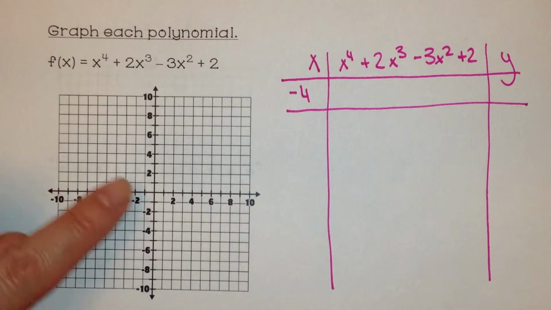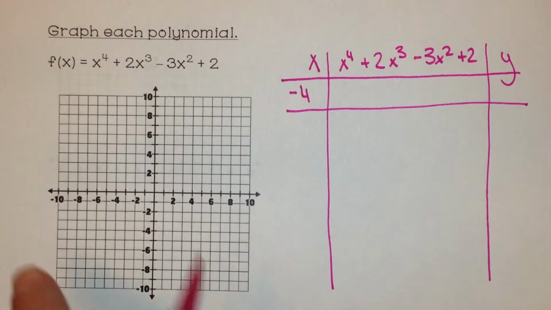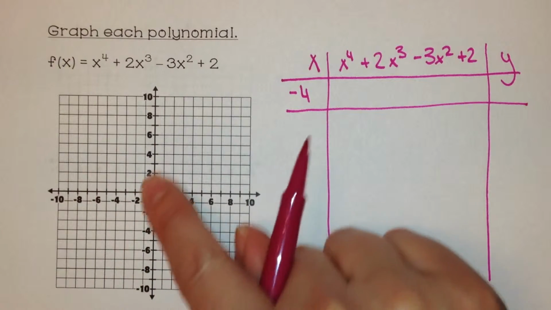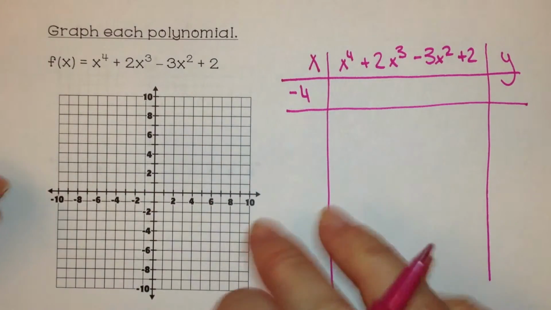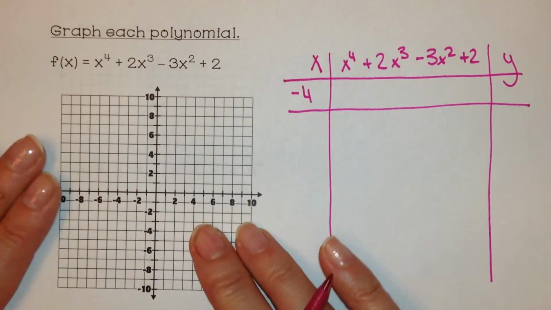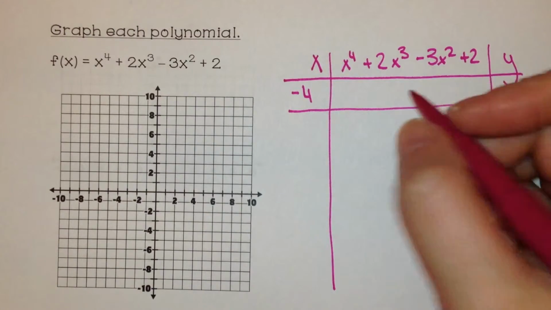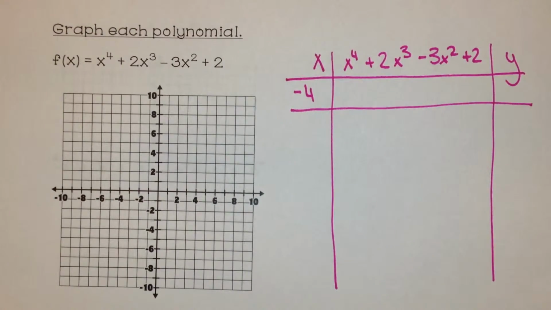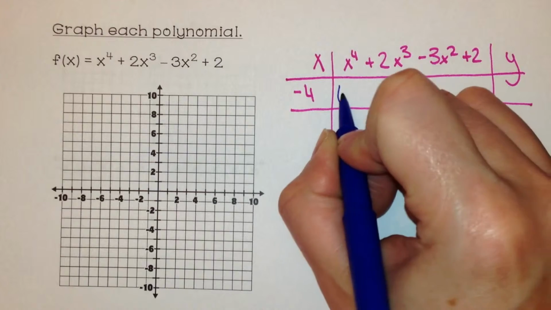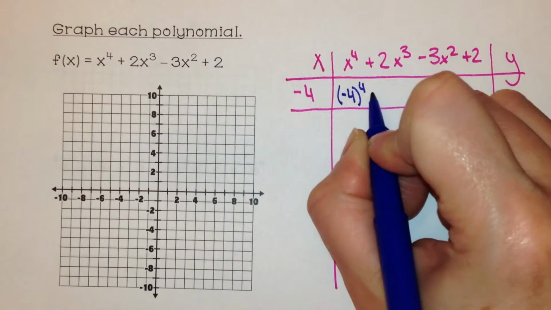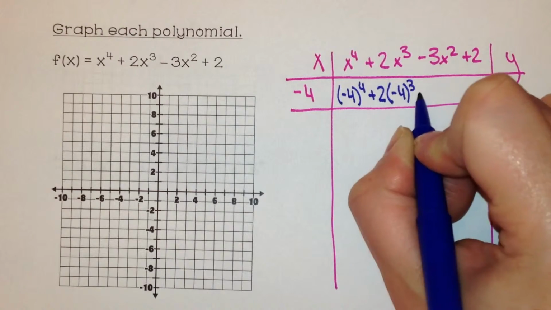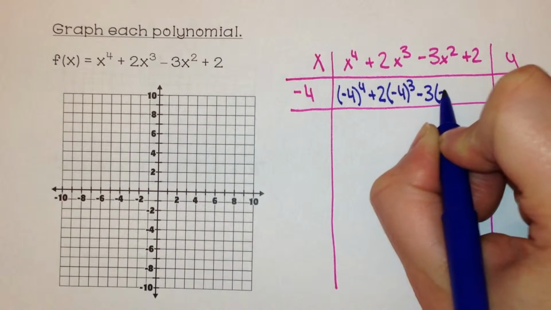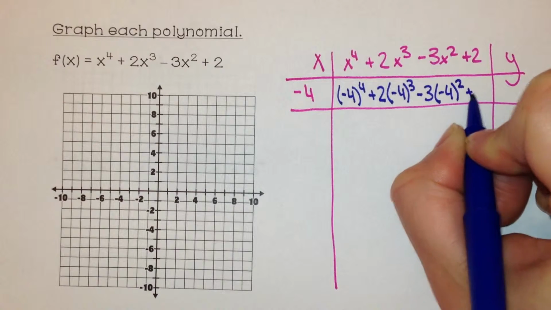But if there are still points on the coordinate grid, I want to move out because your polynomial function will have curves in it. It will be a curved graph. It won't be V-shaped at all, but it will go off the paper at some point. All right, so when I plug in -4, I get -4 to the power of 4 plus 2 times -4 to the power of 3 minus 3 times -4 to the power of 2 plus 2.